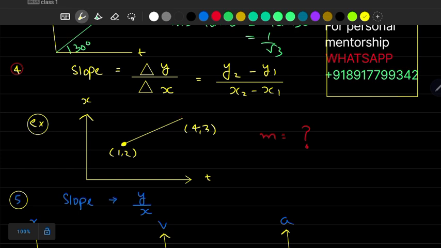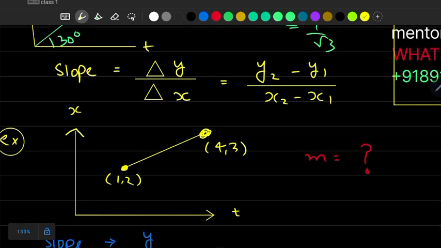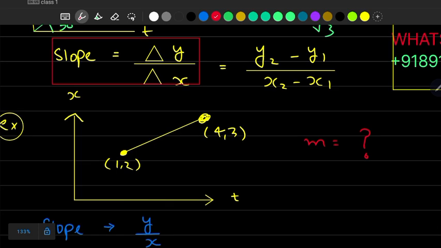Then what we do, we use this formula, delta y by delta x. What do you mean by delta y? Delta y means y2 minus y1. What do you mean by delta x? Delta x means x2 minus x1. So delta y is y2 minus y1, delta x is x2 minus x1.